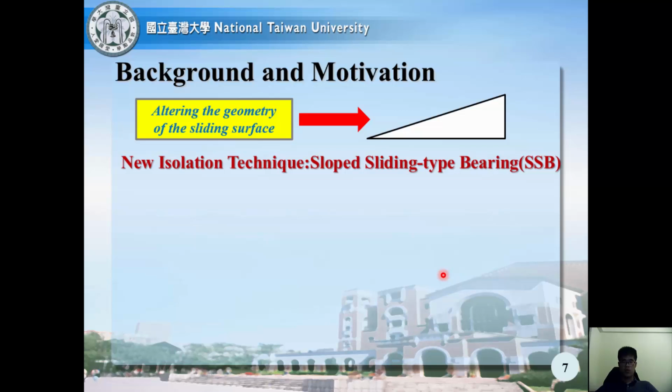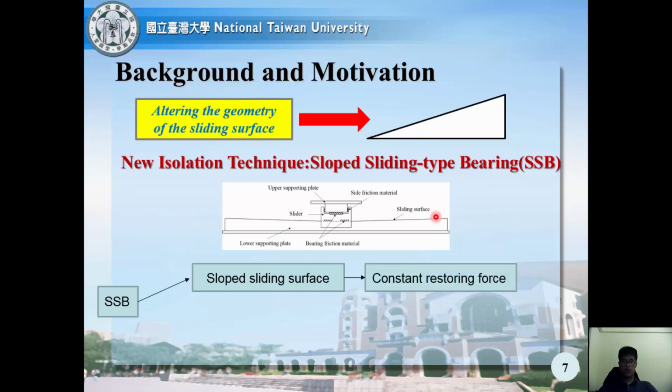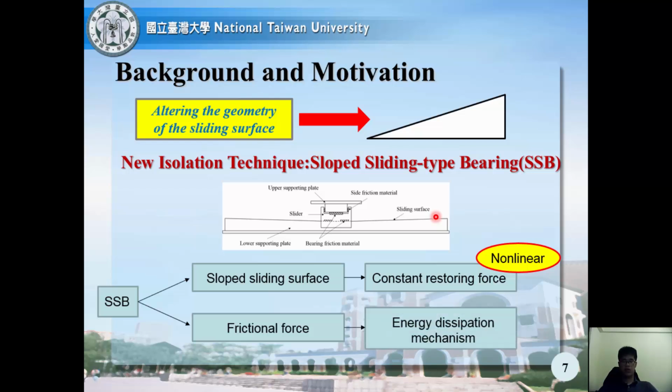Here I'm going to introduce a new isolation technique, which is named the slope sliding type bearing and can be abbreviated as SSB. This is a schematic drawing of the SSB system, and we can see that it has a sliding surface with a small inclination angle. For the SSB, due to the slope sliding surface, we will have a constant restoring force, which has a nonlinear relationship with the displacement response. And due to the frictional force, it may provide an energy dissipation mechanism.